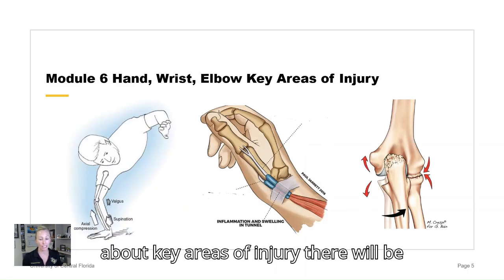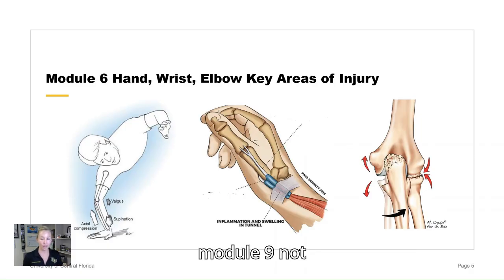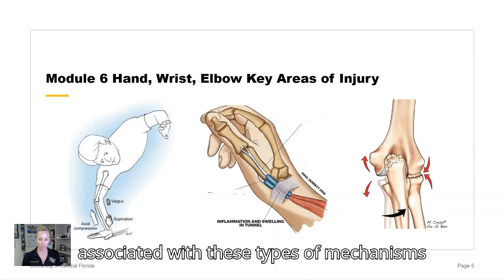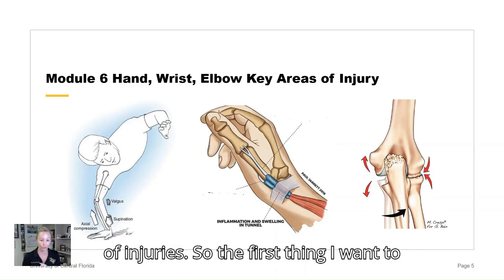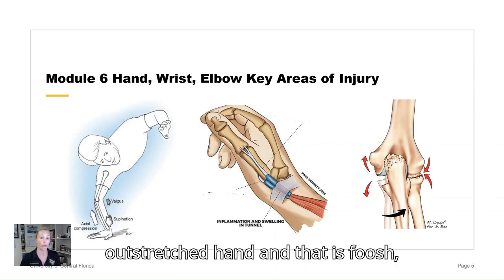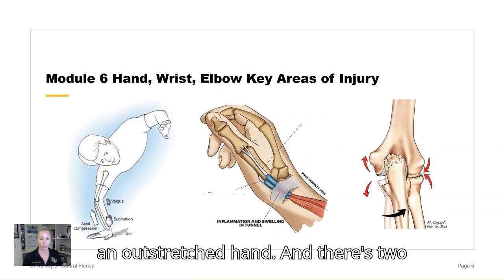When we talk about key areas of injury, there will be questions about particular injuries from Module 9, not Module 6, but Module 9, that will be associated with these types of mechanism of injury. So the first thing I want to talk about is this person falling on an outstretched hand, and that is FOOSH, F-O-O-S-H. That is fall on outstretched hand.